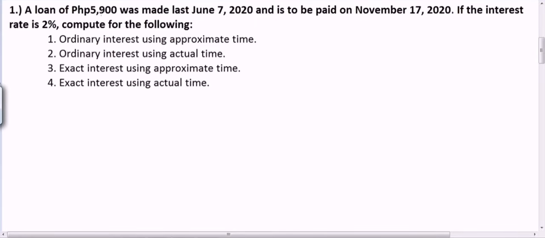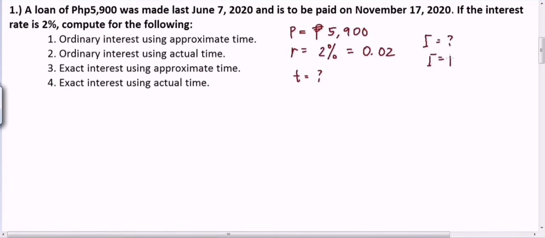Okay? So, nag-loan daw yung isang tao ng 5,900. So, obviously, ang P natin dito or yung inutang is 5,900. Okay? And then, yung rate of interest is 2%. So, R is equal to 2%. So, bago nyo isalpak yan sa given, i-divide nyo muna by 100. So, ang magiging sagot is 0.02. Okay? And then, the next one would be time. So, wala pa tayong time kasi i-compute natin yung I. So, ang formula ng I is PRT.